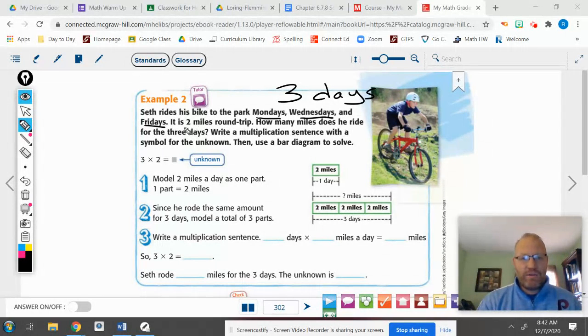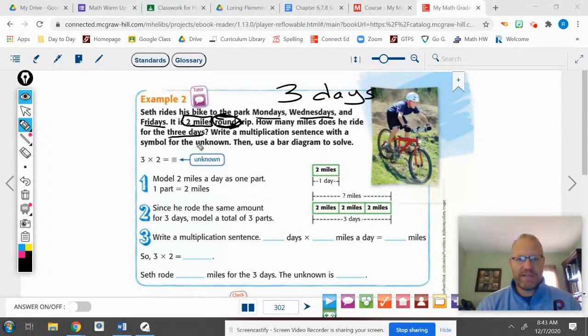We know that it's a 2-mile round trip. Round trip means he goes there and he comes back. So that's all the way around. So it makes like a circle. Similar to like you going to school is a one way. A round trip is when you get home because you went to school and you came back. How many miles does he ride for the 3 days?